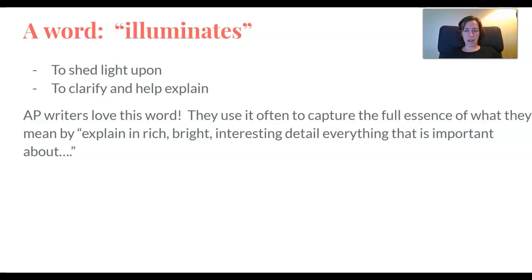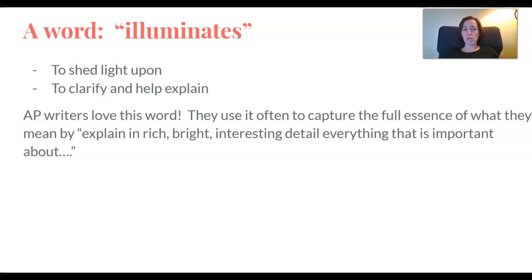So here's a word that I want to just draw attention to before we see it in the prompt. It is the word "illuminates." And I've noticed that the AP Lit writers love this word. They use it so often to try to help you come up with ideas that are really meaningful to you. Illuminate means to shed light upon, or to elucidate, to clarify, to help explain.